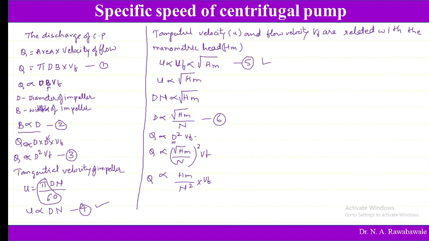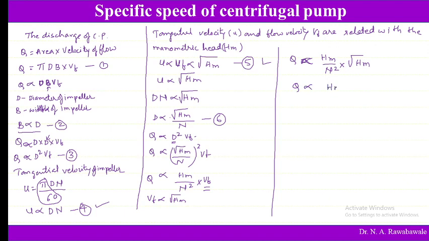But what we know is this vf is also proportional to square root of hm. So replacing this vf by square root of hm, q is proportional to hm divided by n square into square root of hm. Square root of hm means hm to the power of 1 by 2. So q is proportional to hm to the power of 1 into hm to the power of 1 by 2 divided by n square. So q is proportional to hm to the power of 3 by 2 divided by n square.